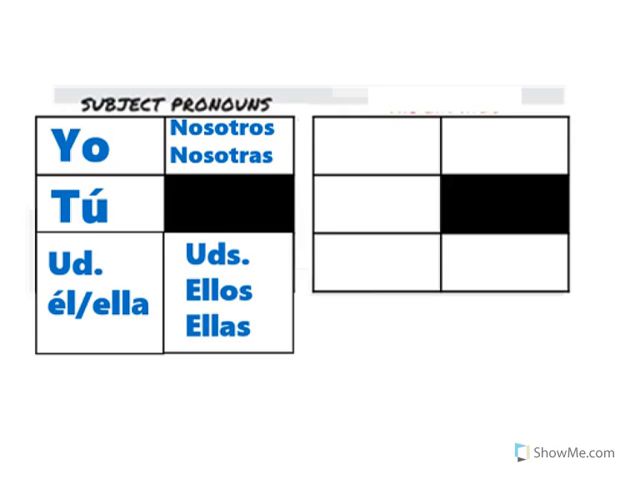So this is how ir conjugates. I'm going to write ir here so that we know what we're talking about. Ir, to go. Alright, so this should look familiar. We've done this a bunch of times. So the first thing is yo. To say I go, we can't just say yo ir. That would be wrong. So we have to conjugate. We have to change the word to match yo, the person that's doing it. So yo voy.